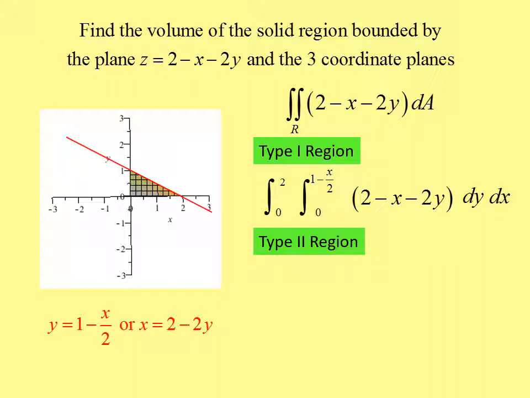Now, as a type 2 region, we stick some horizontal rectangle on there and describe that. The left side would be at x equals 0, and the right side would be x equals 2 minus 2y, the straight line. Then the y's would go from 0 to 1.